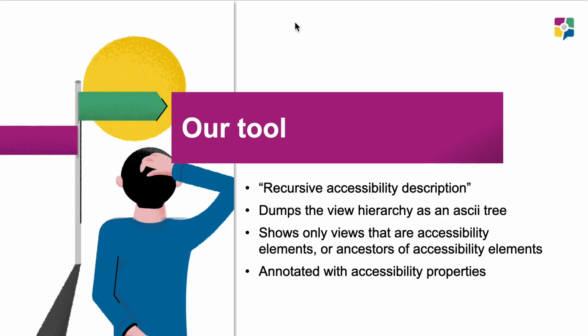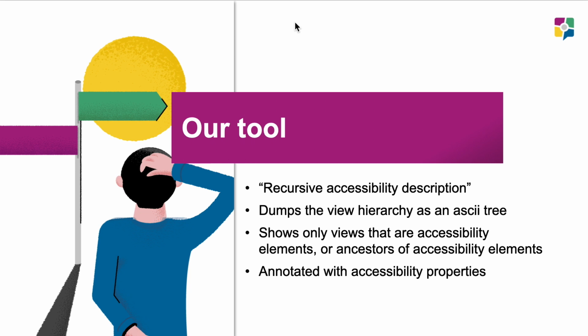What we did with that is we added a snapshot strategy that we called a recursive accessibility description. It's loosely based on a strategy which was already included in the Point Free Toolkit, which is a recursive view hierarchy description. I think they just called it recursive description. So it does a similar kind of thing to that. It dumps the view hierarchy as an ASCII formatted tree. So indentation indicates depth into the tree, and we have some little ASCII glyphs that show parent-child relationships.